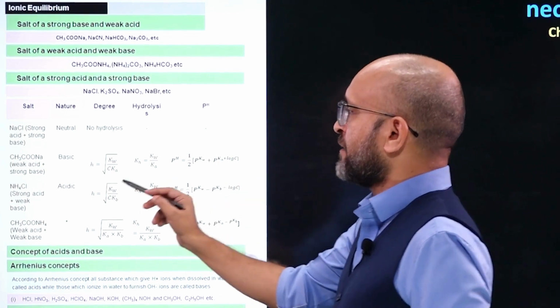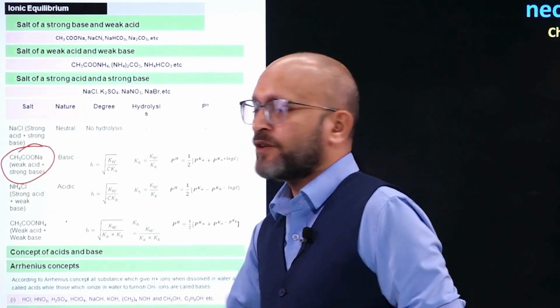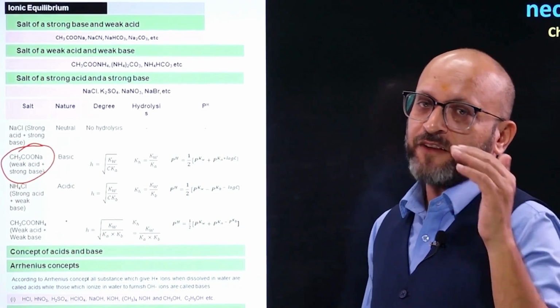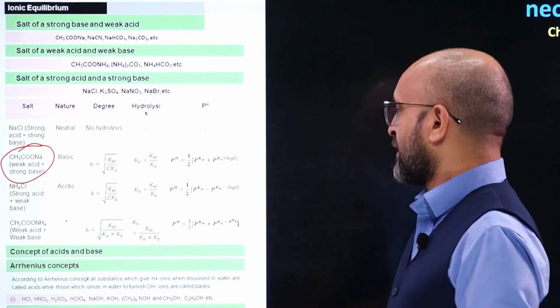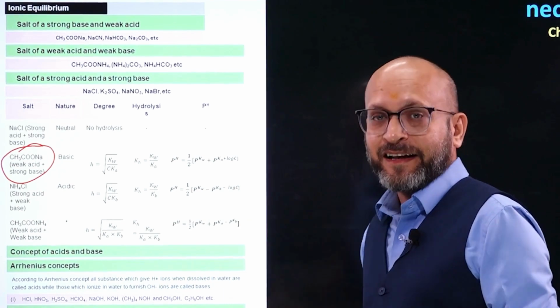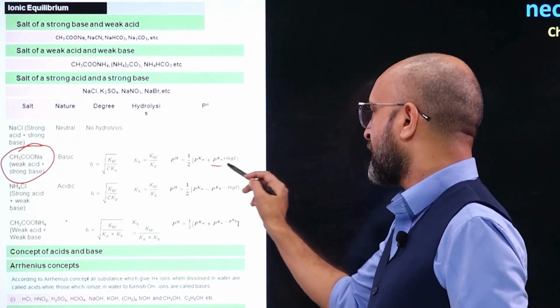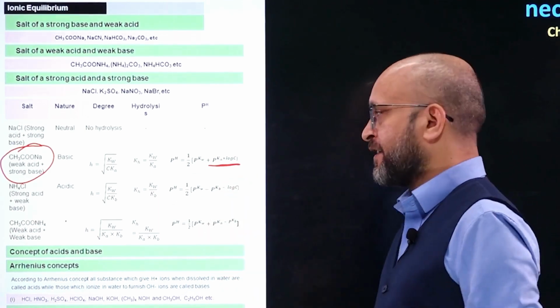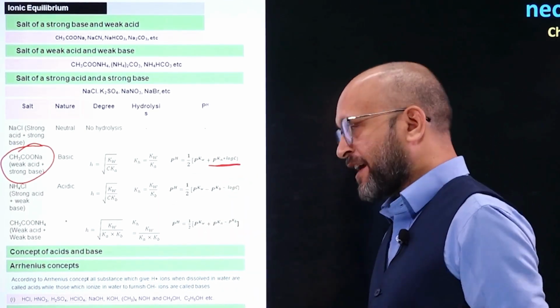Now, how are you going to remember this? Just remember the formula is of sodium acetate, so pH is going to be definitely greater than 7. Half of pKw is 7, so something has to be added. So what are you adding? pKa plus log C, right? So the pH is going to be greater than 7.